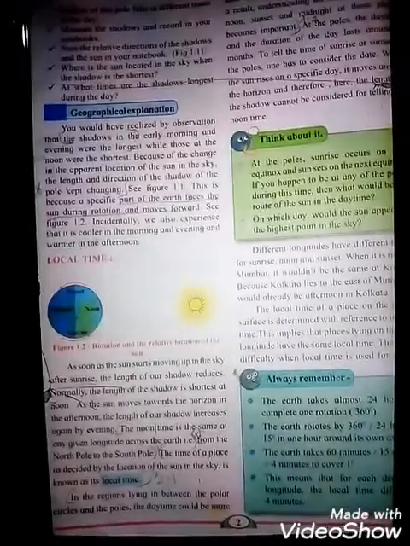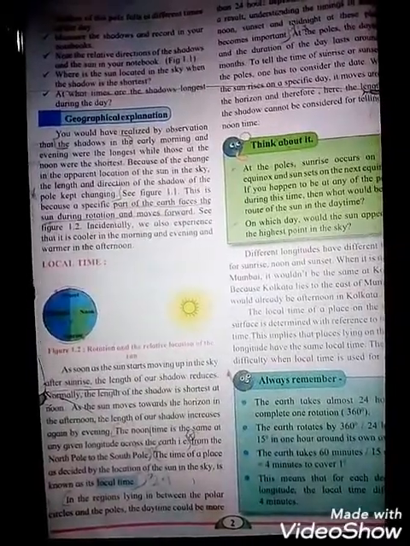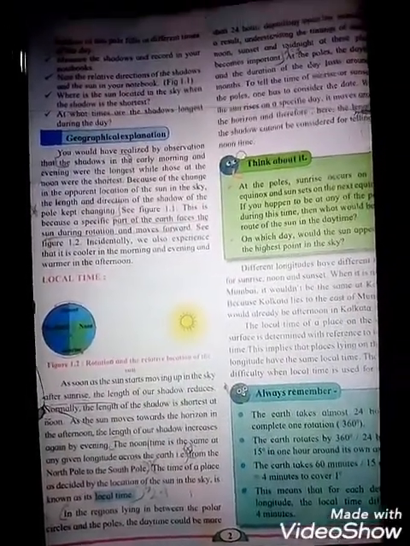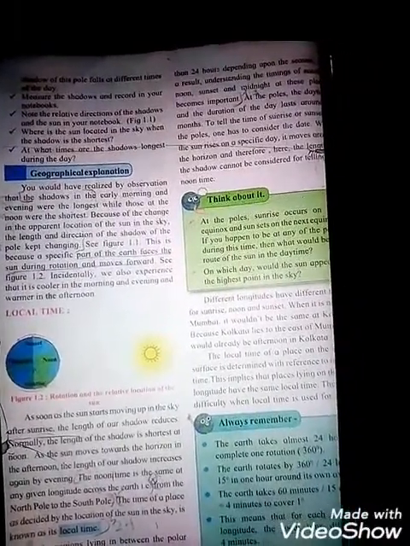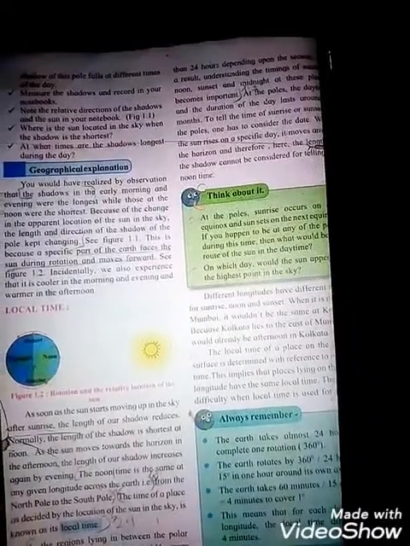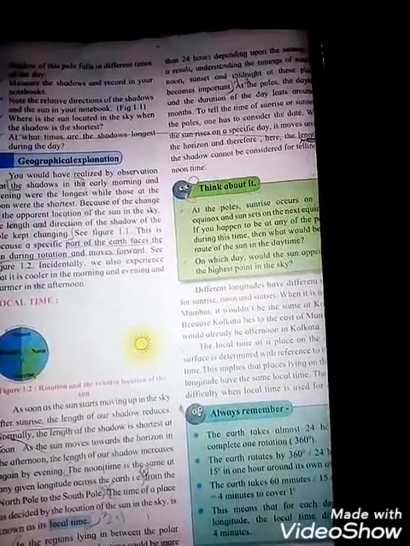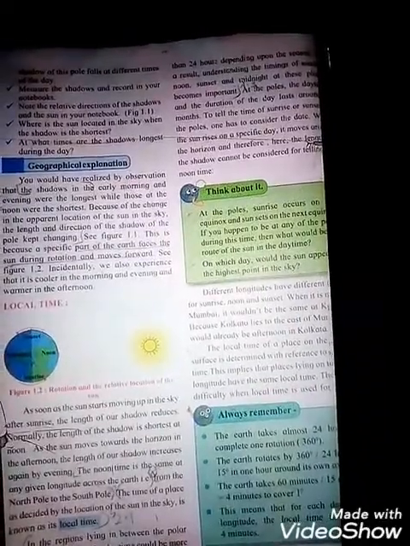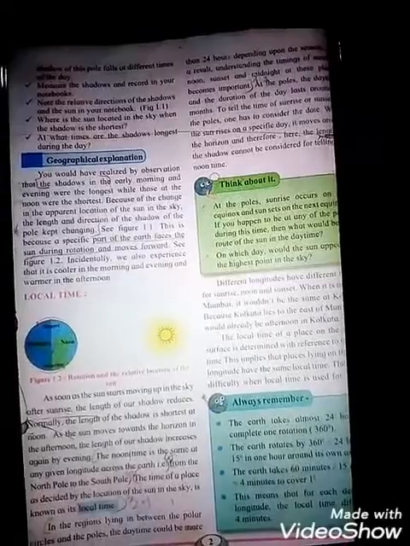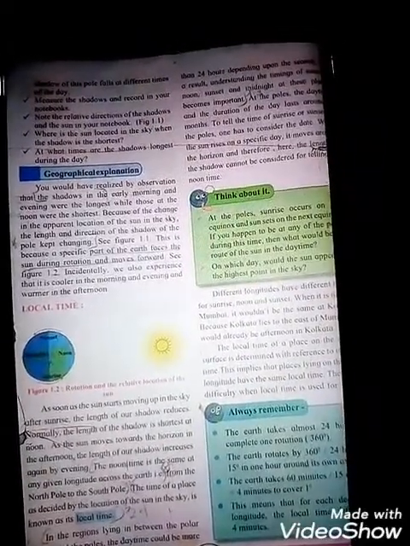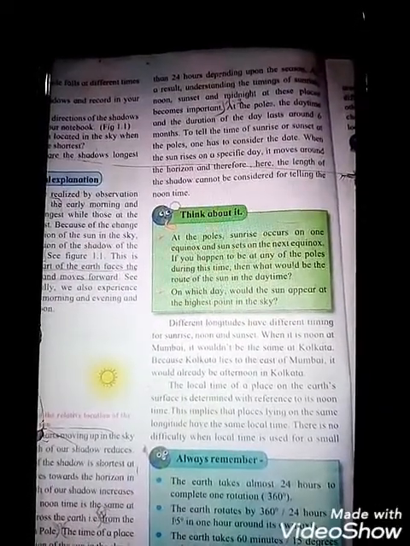See that in the regions lying in the polar region, the circles and the poles, the daytime could be more. In this case, the daytime will be more than 24 hours, depending upon the seasons. Understanding the timing of sunrise, noon, sunset and midnight of this place is very important. At the poles, the duration of the day lasts around 6 months.